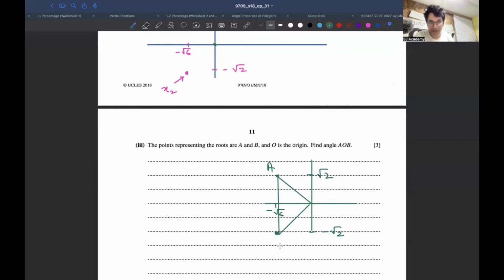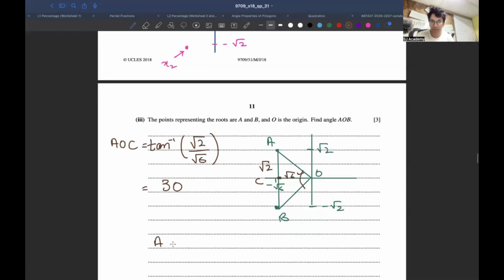Once we have made this triangle, this is point B, this is point O, we have to find the angle AOB. Now, to find this whole angle, we know that this length over here is √2 and this length is √6. So if we can just find this angle, we'll multiply it by 2. So we can use tan inverse of √2 upon √6, and that will give us this angle. Let's call this point C. So angle AOC is equal to tan inverse of √2 upon √6. Substituting this in the calculator, the value will be 30. So if this angle is 30, the total angle AOB will be 30 times 2, which is 60 degrees.